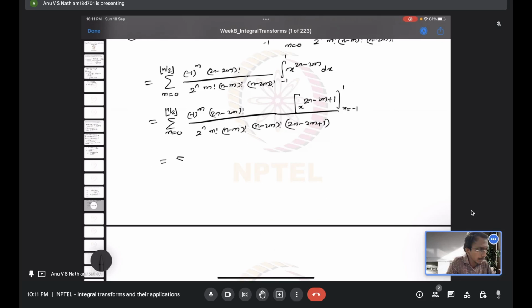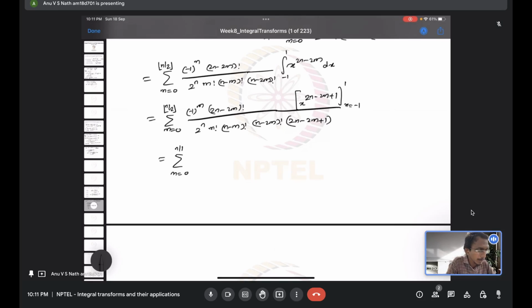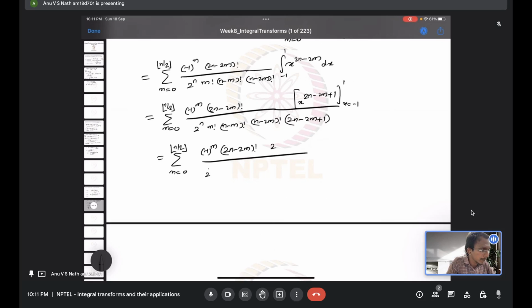So basically, this is m equal to 0 to n by 2, (minus 1) raised to m, (2n minus 2m) factorial. Then the limit is giving 2 here. Then 2 raised to n, m factorial, (n minus m) factorial, (n minus 2m) factorial, and (2n minus 2m plus 1). Because you already applied the limit, it is 2, right? That 2 can cancel one other 2 in the denominator. So this is how it will look like.